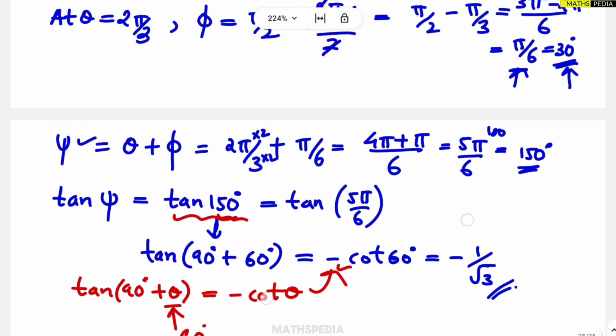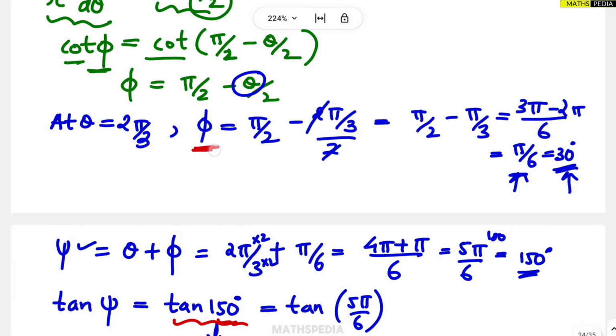Okay, and the first part of the question was basically to find the angle between the radius vector as well as the tangent, which is nothing but phi, which is equal to what? 30 degrees or pi by 6.